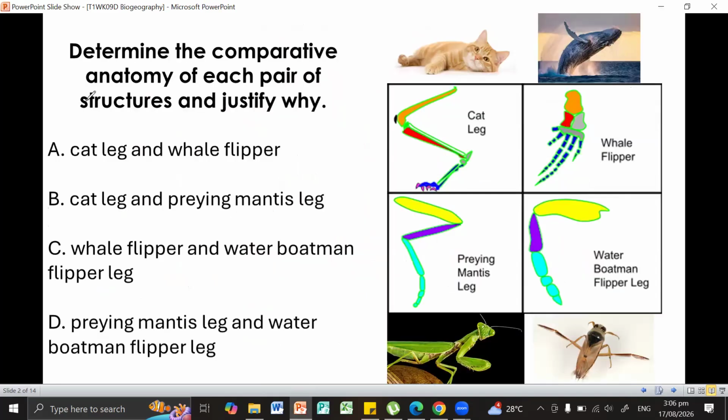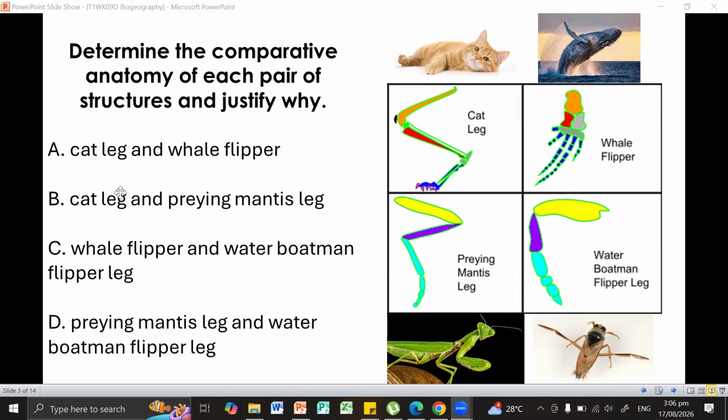Next part. Let's determine the comparative anatomy of each pair of structures and justify why. So we have four organisms and their chosen part here. We have cat's leg, whale's flipper, praying mantis's leg, and water boatman flipper leg.